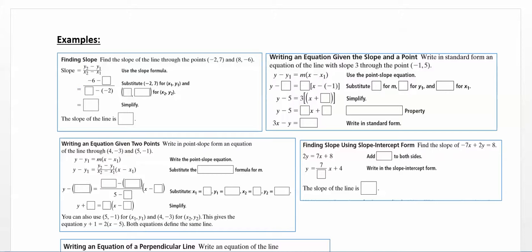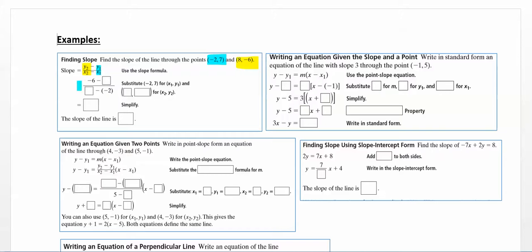Okay, so we're going to start with the slope formula. Just to remind you, these two things right here have to be from the same point. So it could be the negative 2, 7, or it could be the 8, negative 6. I'm going to use the 8, negative 6, but it doesn't matter. And then these two things right here should also be from the same point, which would be the other point.